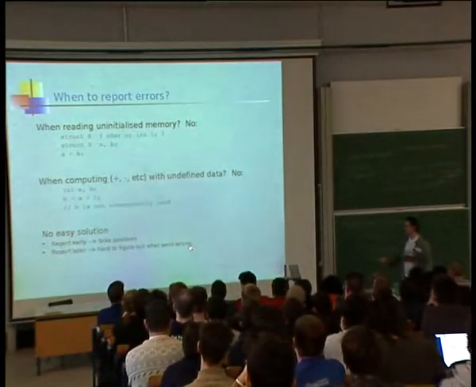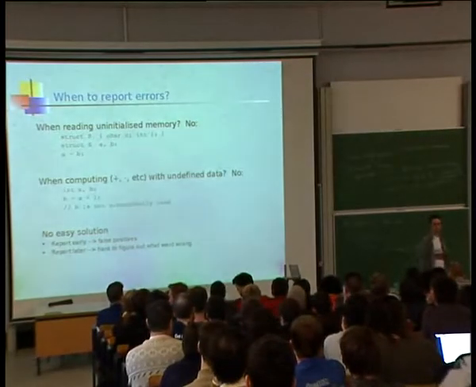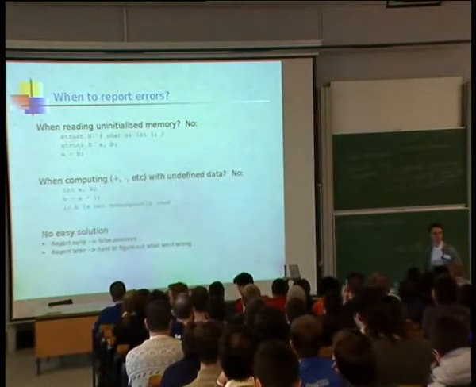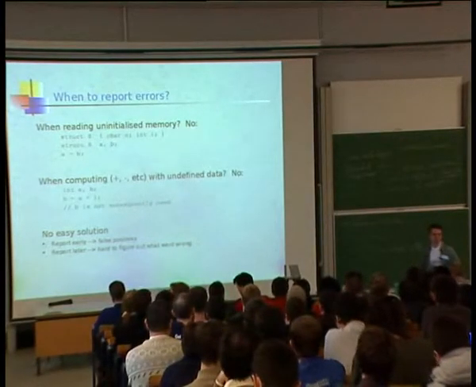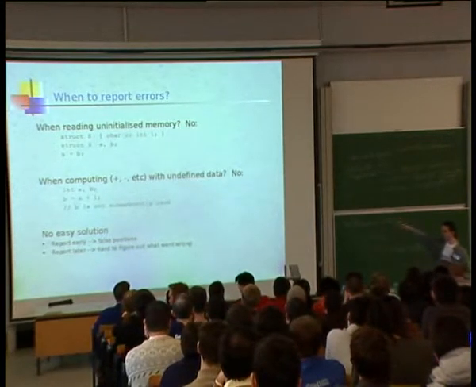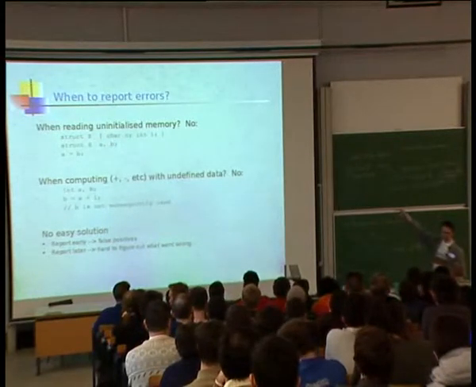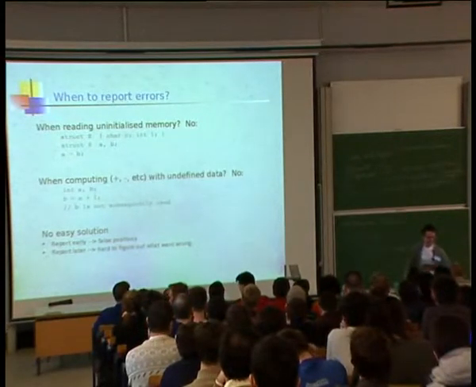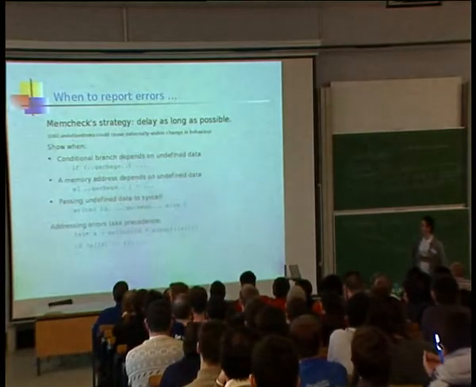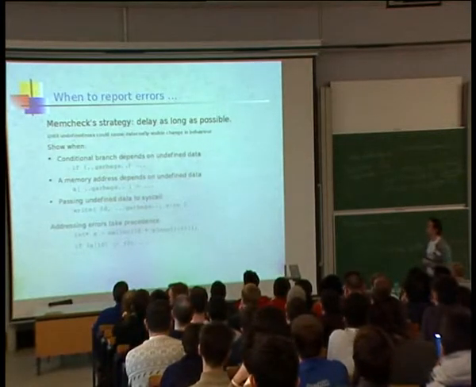The problem is if you do the opposite and allow garbage to be copied around the system a long time before you complain, then it's actually difficult for programmers to figure out what went wrong. It says, I'm using an uninitialized value here, but that value was passed as a parameter up several layers of calls to this point before it got really looked at. So our strategy is to delay as long as possible because this reduces the noise level.